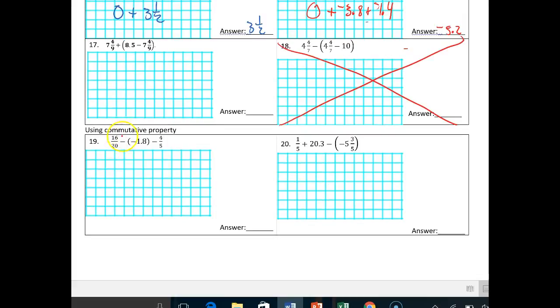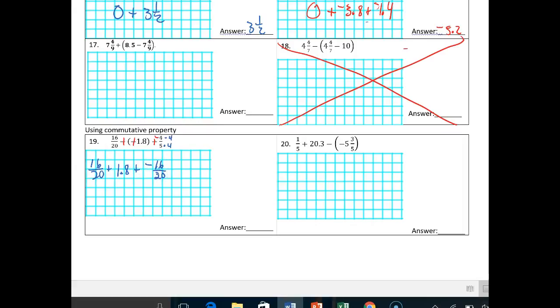So we have 16 over 20 plus positive 1/8 plus negative 4/5. So how about, before we even work this, we go ahead and we try and find common denominators. So times 4 times 4. Right? Relax about this for just a second, and let's do the fractions first. So I get 16 over 20 plus 1.8 plus negative 16 over 20.